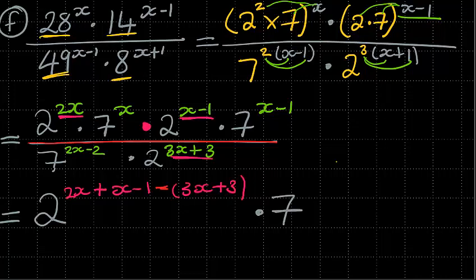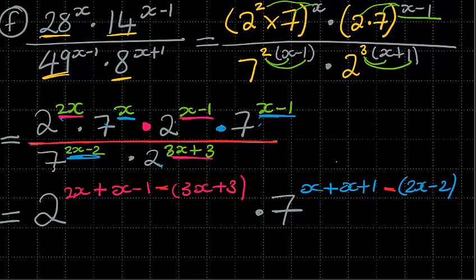And I am going to look at my exponents. I start with x. Since I'm multiplying, I'm going to add x plus 1. And then I am dividing, so I'm going to subtract. What I'm subtracting is this one, which is 2x minus 2. And that is all of them. So I've got 3 terms on the 2's, 1, 2, 3, and 3 terms on the 7's, 1, 2, 3.